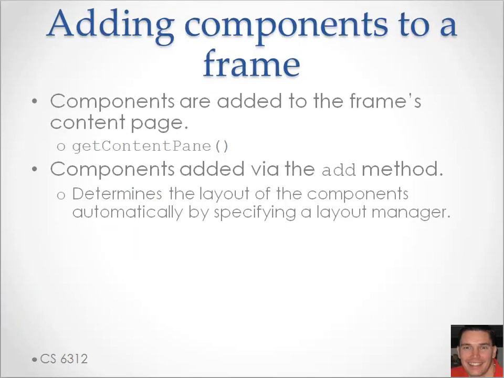Then if we want to add components to our frame, again, we have to do this programmatically using the Java Swing classes. We add them to the content pane. There's a method within the JFrame class called getContentPane, which we can call to get our content pane object, and then we can call the add method to add our container objects, any layout managers, and the components that are going to be visible for our particular frame.